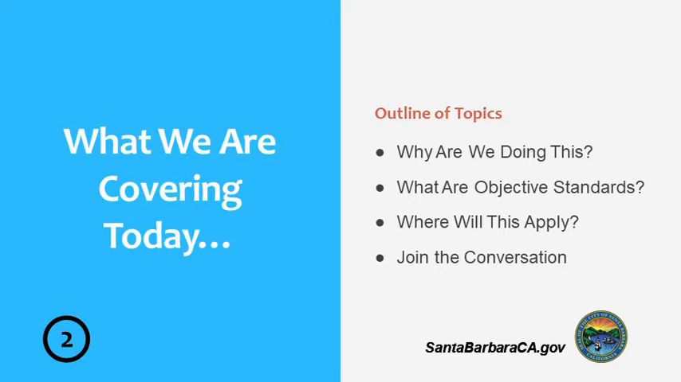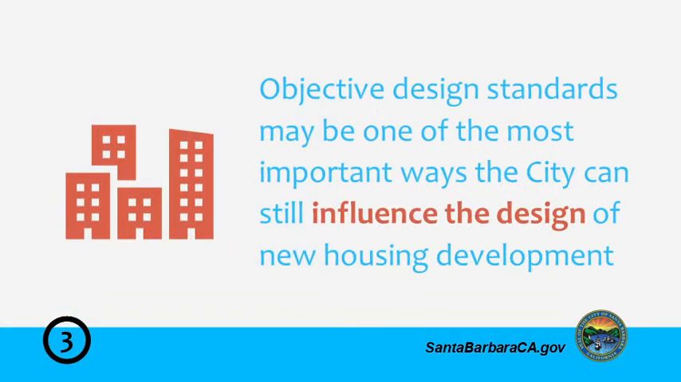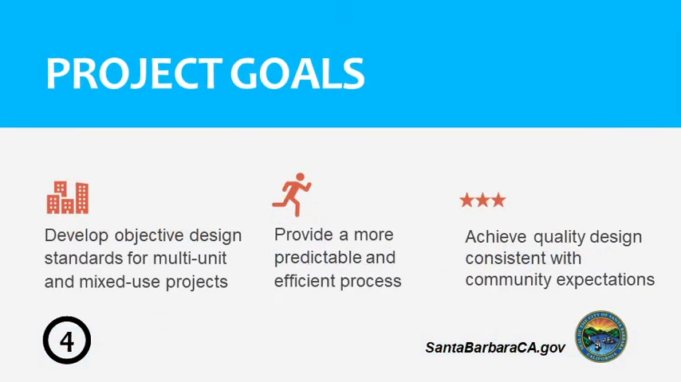Today we are covering why are we creating these standards, what are objective standards, where will this program apply, and how to join the conversation. Objective design standards may be one of the most important ways the city can still influence the design of new housing development in our community. The goals of this project are to develop objective design standards for multi-unit and mixed-use projects and provide a more predictable and efficient review process that results in a quality design consistent with community expectations.